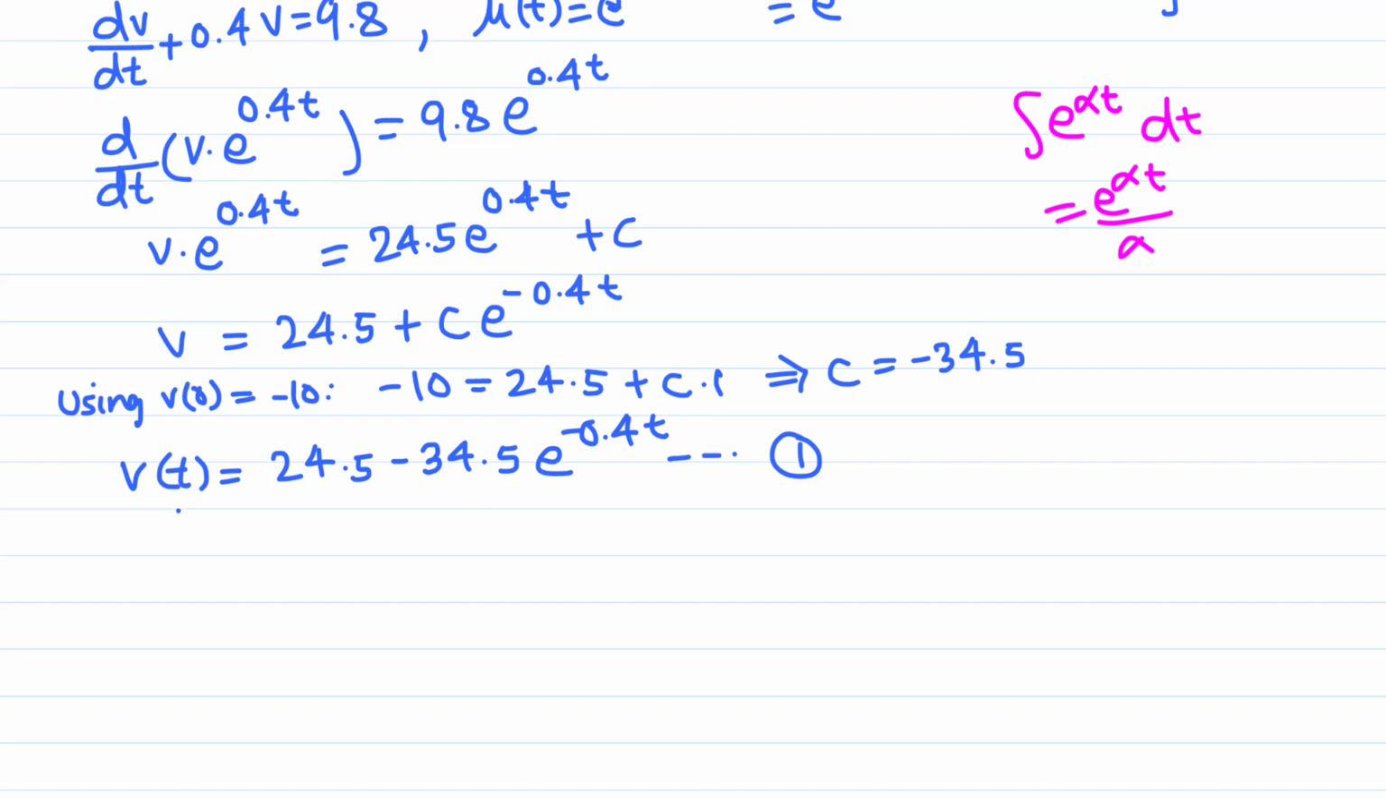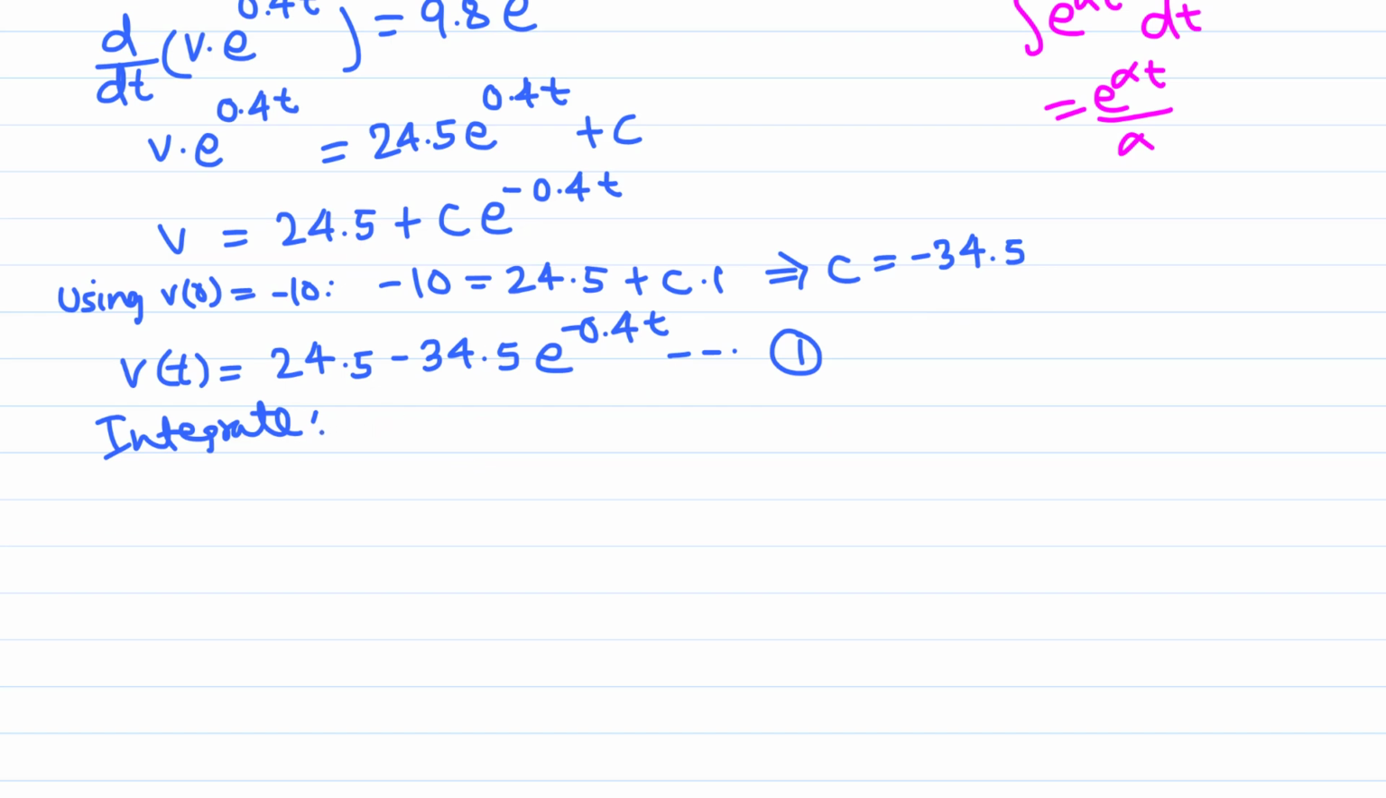Now we integrate this velocity to find the position, because velocity is the derivative of the height or position function. If we integrate, we get position, which we denote by s. The constant integrates to a constant times t, and using this exponential rule again, we divide by negative 0.4, so this becomes plus 86.25 e raised to negative 0.4 t plus some constant of integration, let's say d. Now we take the initial height as 0, which is 40 meters up, but we can make it 0.